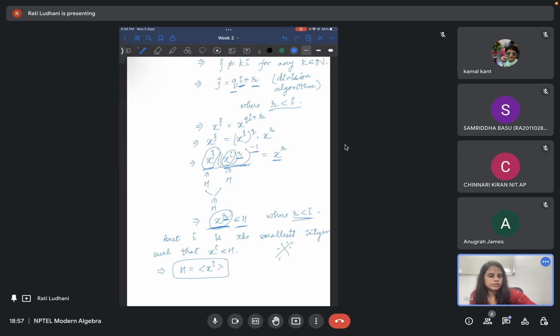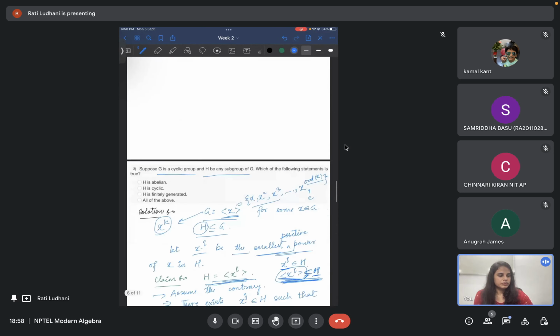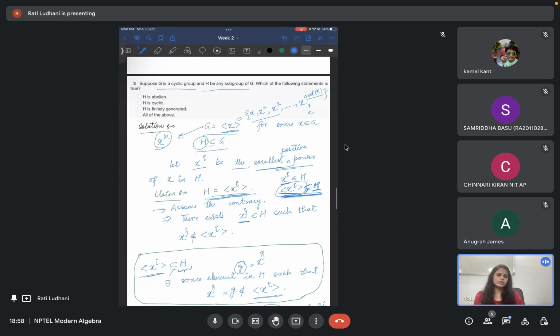Is this clear? Yes. Okay. And because of this, which option is correct? You can write it in the chat box. Others, please feel free to speak. H is cyclic. And H is abelian.